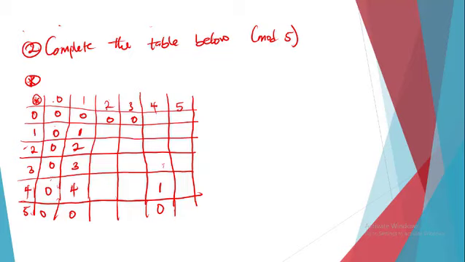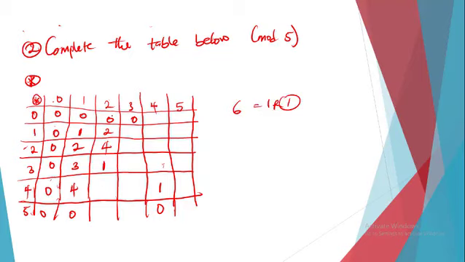Now we'll go over to this. Here we have 2. 0 times 2 will give us what? 0. 1 times 2 will give us 2. 2 times 2 will give us 4. 3 times 2 will give us 6. And 6 under mod 5 is equal to what? 1 remainder 1. And we are taking the remainder, so we have here to be 1.